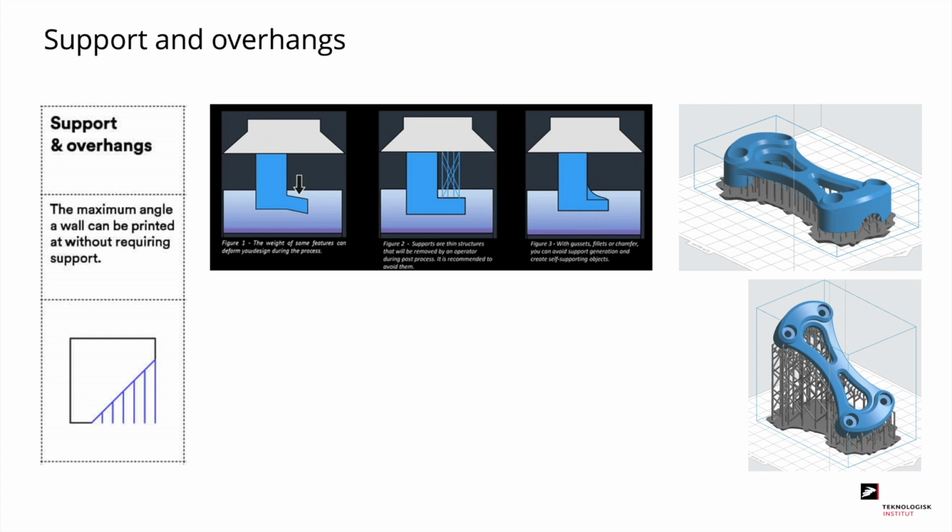This is because the weight of some features can deform your design during the printing process. You can avoid support by making the part self-supporting, as you see on the picture to the right. In the top right corner you see an example of support for the top-down technology. Below you see an example of the support for the bottom-up technology.